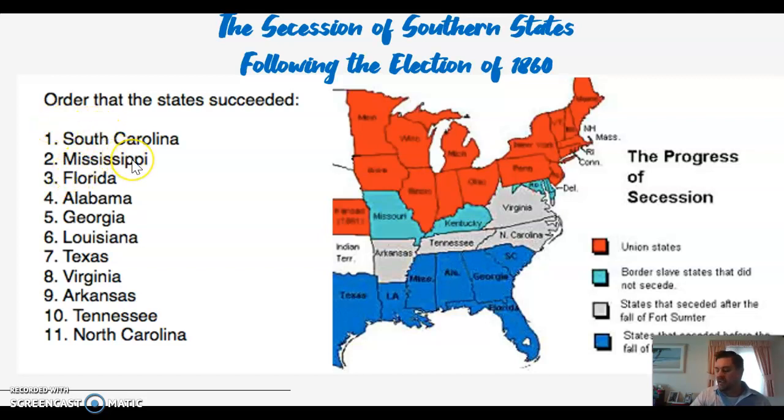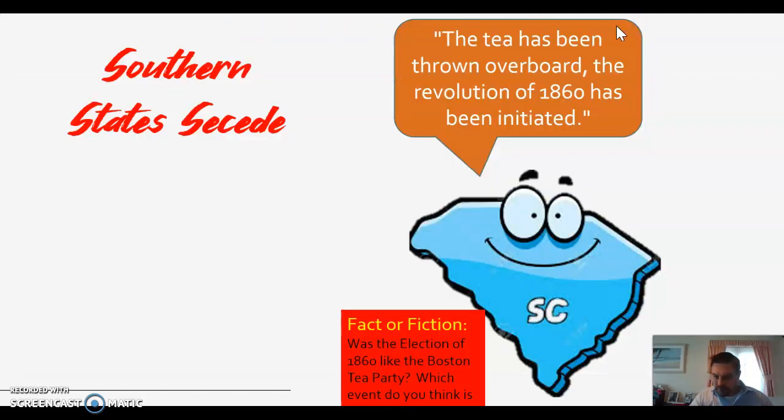The first 7 states that secede: South Carolina, Mississippi. You'll be reading what Mississippi said and why they seceded in your online module. Florida, Alabama, Georgia, Louisiana, and Texas. These are the first 7. Virginia, Arkansas, Tennessee, and North Carolina will also secede, but they will do this following a series of events that unfold in April of 1861.